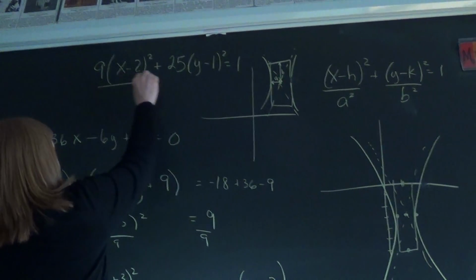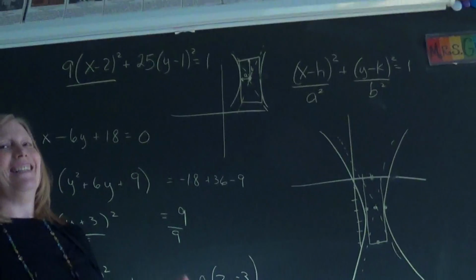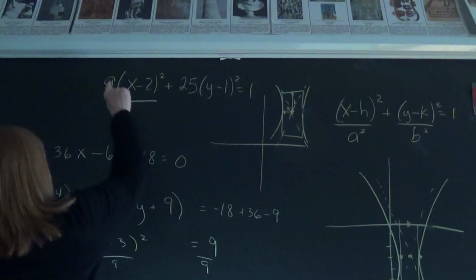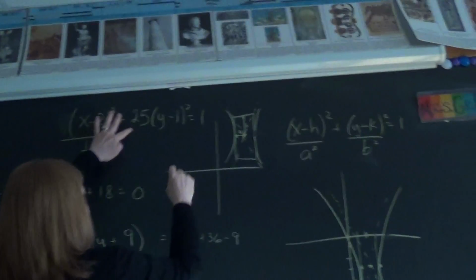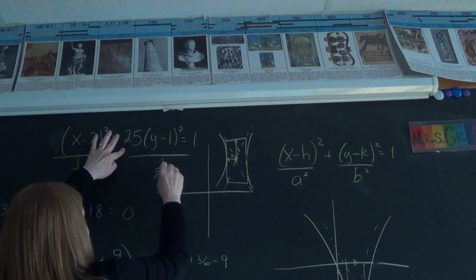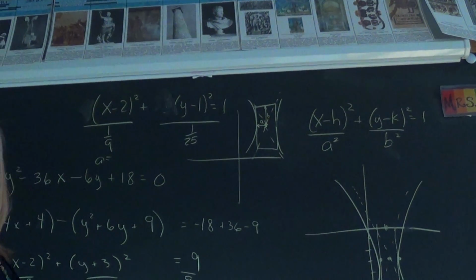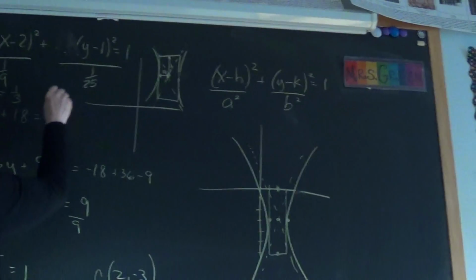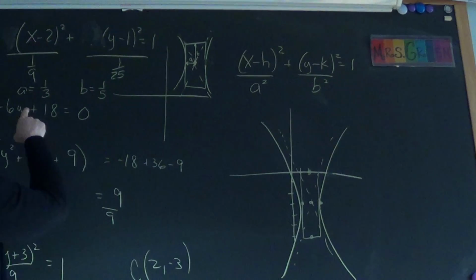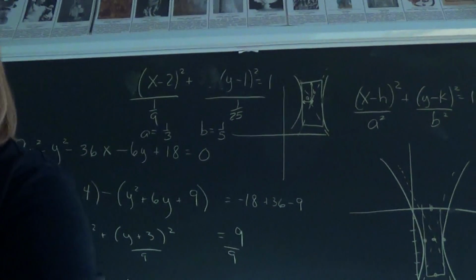Well, can you think backwards? Like dividing? Divide by 1 over 9. Right. When you divide by a fraction, it's like multiplying by its reciprocal. So this can jump into the denominator of the denominator. So what's your a then? If this is a squared, what's a? 1/3. And what's b? 1/5. So which of these is bigger? So is this horizontal or vertical? It's horizontal. Okay.